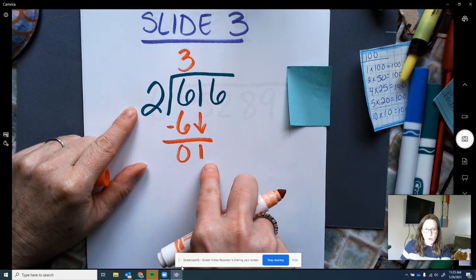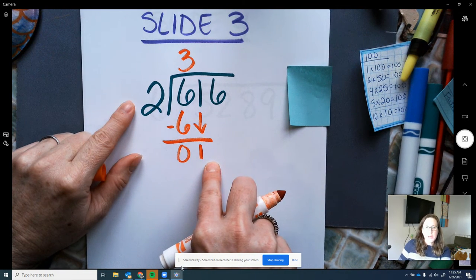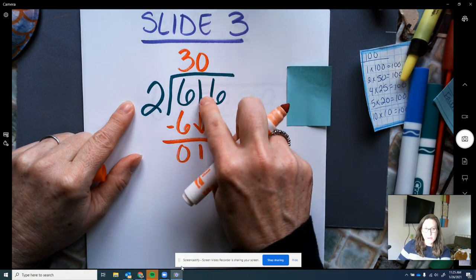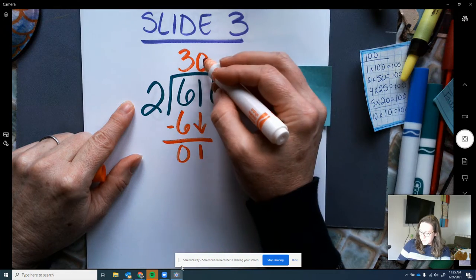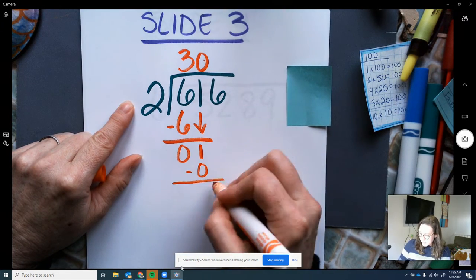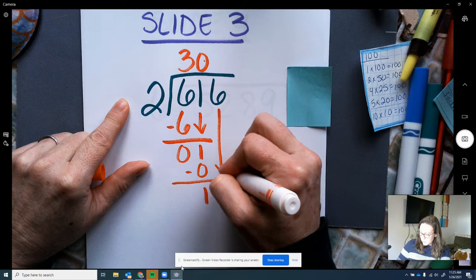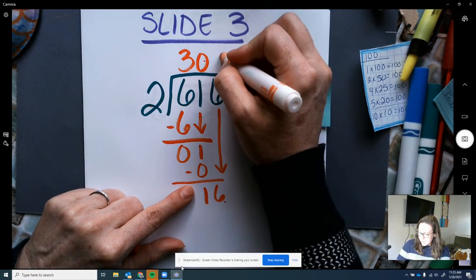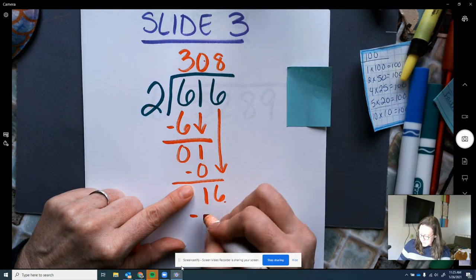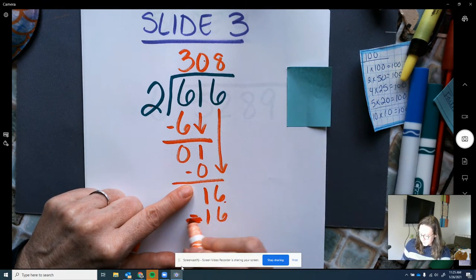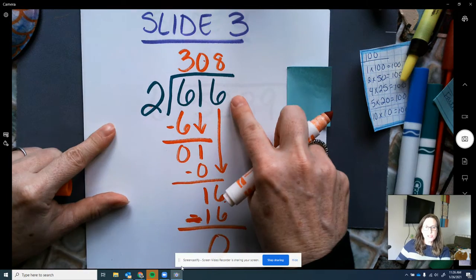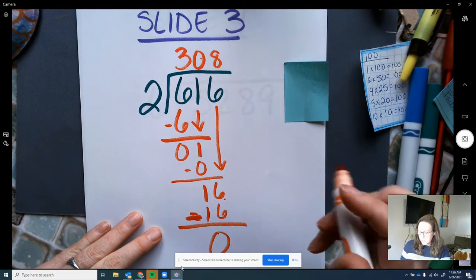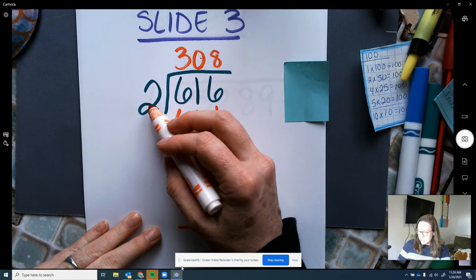2 goes into 1. If you have 1 M&M and 2 people, how many M&Ms can they get? Not a whole number. So we have to say 0, and we put that right above the 1 because we just brought down the 1. So 0 times 2 is 0. We subtract nothing. We still have 1. We bring down our 6. 2 goes into 16 8 times, because 8 times 2 is 16. And we have nothing. We don't have to do the ending with the decimal or anything. We finished it as a whole number. So 616 divided by 2 is 308.